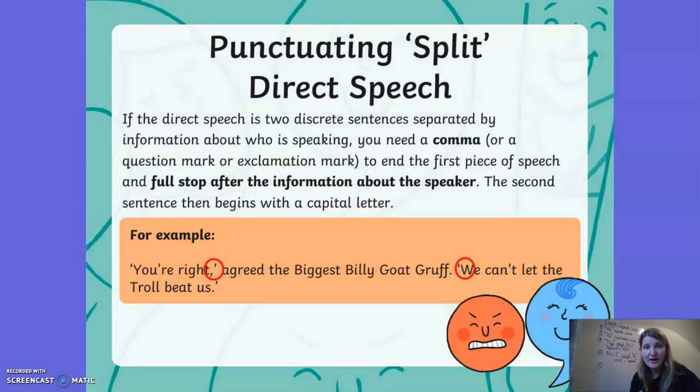Okay, the other way of doing this is if they were saying two separate sentences, like "You're right, we can't let the troll beat us," in this example. Again, we've got speech, speaker information, more speech, but because this is an extra sentence, we have got a capital letter. Exactly the same rules as before: new sentence, capital letter here.